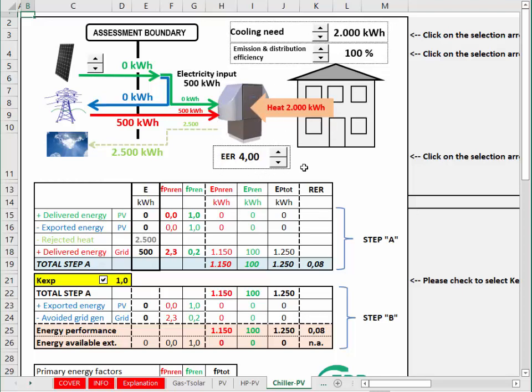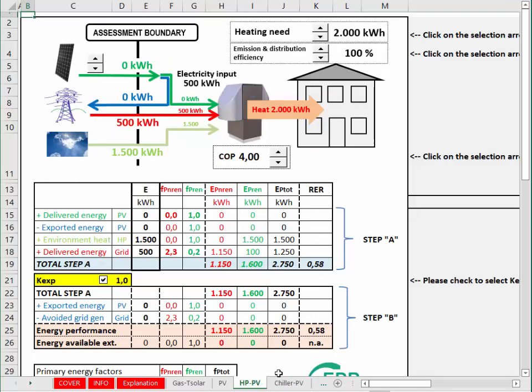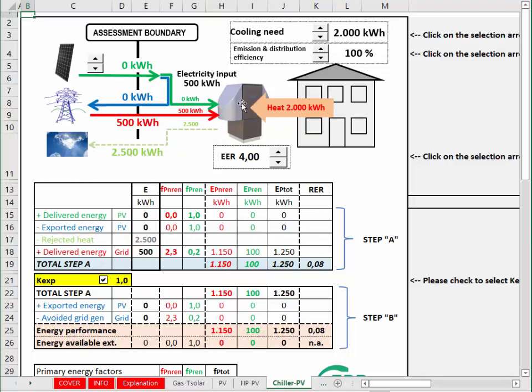With an EER of 4, that means that we need 500 kilowatt hours electricity, just like in this case, but then the electricity adds up to the extracted heat and the sum will be the rejected heat towards the environment. Until now, the rejected heat was not considered as part of the delivered or exported energy. So the renewable energy ratio in the case of the chiller is quite low if we are just using grid electricity, and grid electricity is mainly non-renewable.